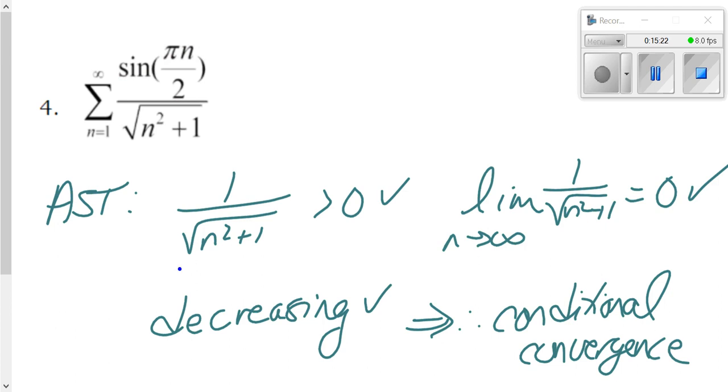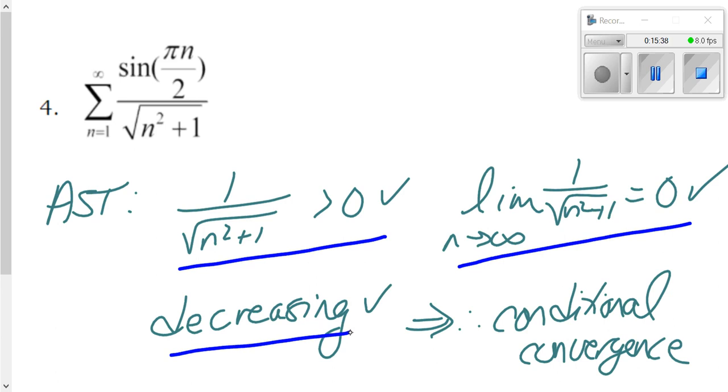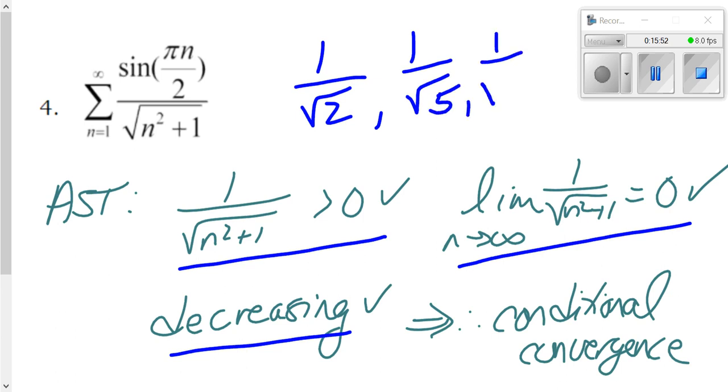First of all, removing the sign alternator, will the other terms be positive? You bet. Secondly, will these terms be approaching 0 as n approaches infinity? You bet, because that denominator is going to be getting bigger, bigger, bigger, so my quotient's getting smaller, smaller, smaller. And then decreasing. You can convince yourself of this either by logic or by derivative. I just used logic and said, okay, my first term is going to be 1 over square root of 2. And then when I plug in a 2, I'll have 1 over square root of 5. 1 over square root of whatever, right? If I'm looking at it without the sign alternator. And so that bottom is getting bigger, bigger, bigger, and each of those terms is getting smaller.